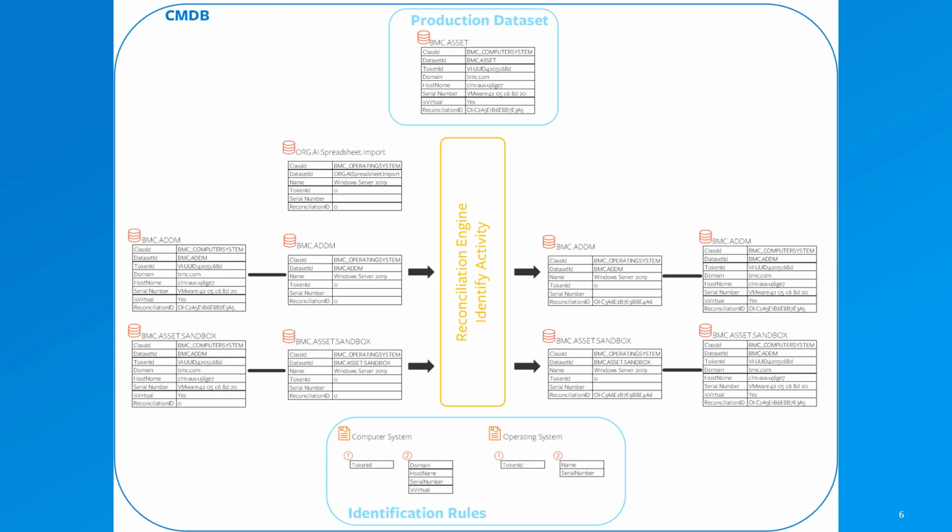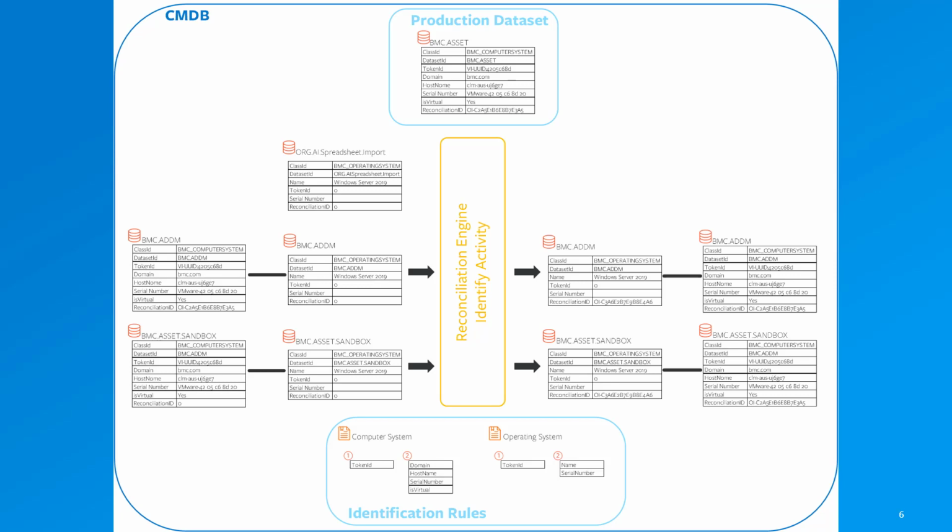The first computer system identification rule is based on token ID. This results in a search on the production dataset. The existing computer system record is found as the token ID produces a match. The BMC Asset Sandbox dataset's computer system CI reconciliation ID value is now updated with the production dataset computer system's reconciliation ID value. The reconciliation engine now moves on to reconciling the children of the parent.